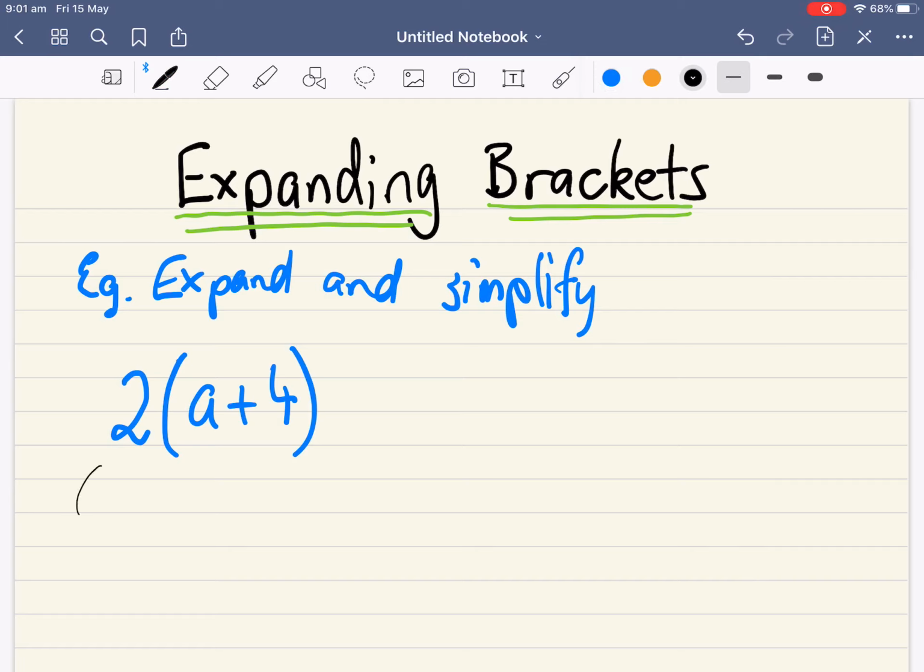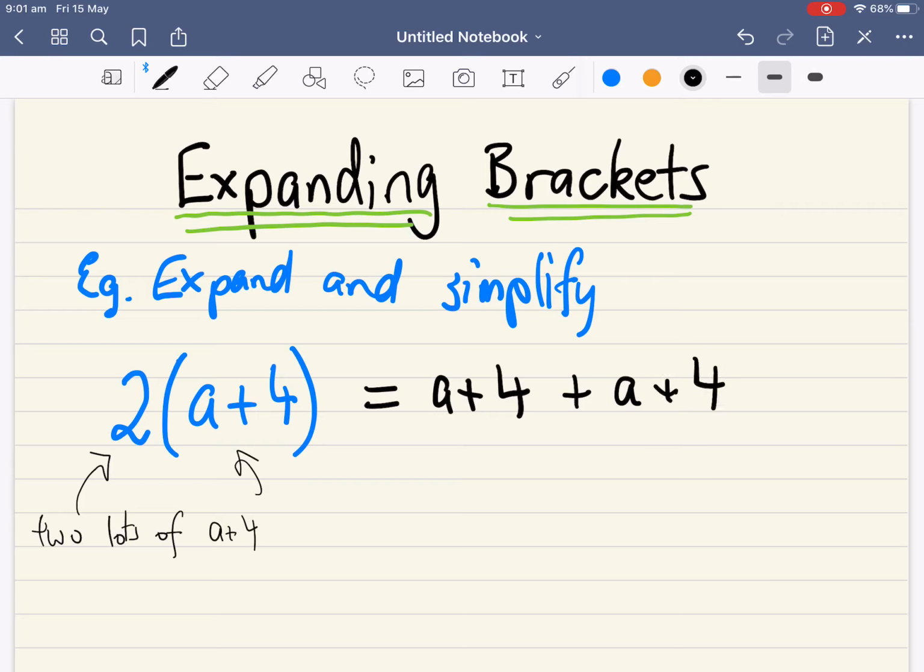Well, this 2 out the front means that we have 2 lots, like we literally have 2 lots of whatever's inside the brackets. In this case, it's a plus 4, right? So we have 2 lots of a plus 4. Well, what does that look like? Let's come over here. Here is 1 lot of a plus 4. And here is another lot of a plus 4. If you have a look, you can see quite literally we have 2 lots of a plus 4. That's what that means in the blue. When you have that 2 out the front, it just means you have 2 lots of it.